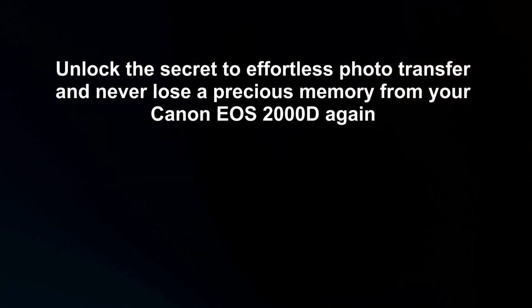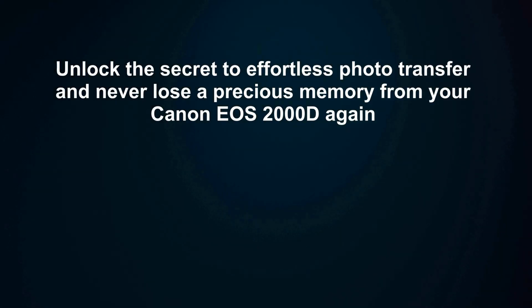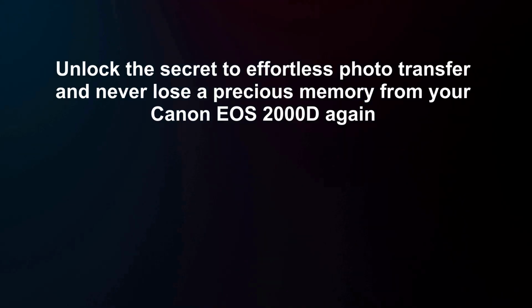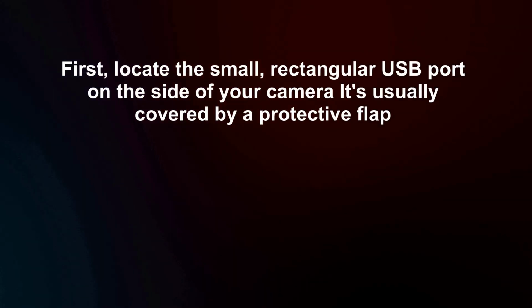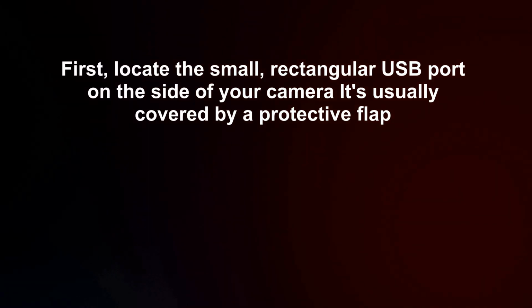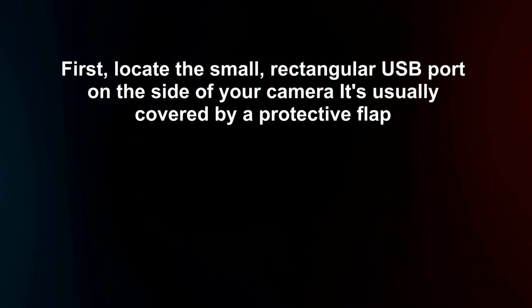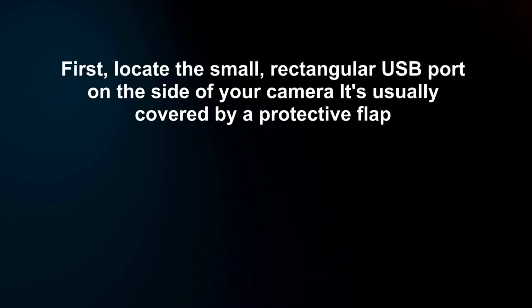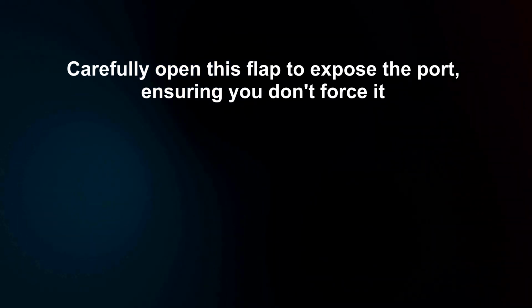Unlock the secret to effortless photo transfer and never lose a precious memory from your Canon EOS 2000d again. First, locate the small, rectangular USB port on the side of your camera. It's usually covered by a protective flap. Carefully open this flap to expose the port, ensuring you don't force it.